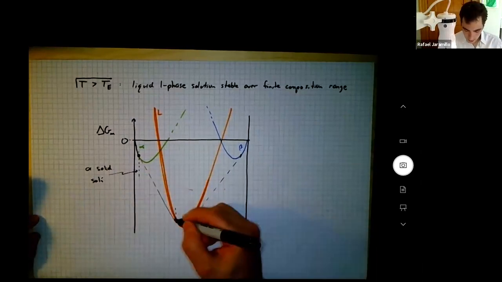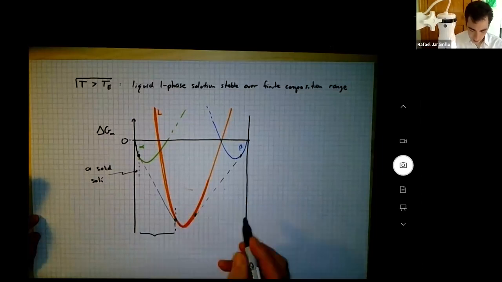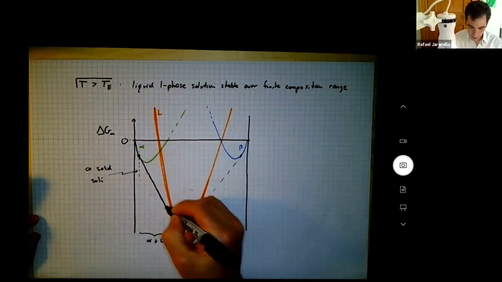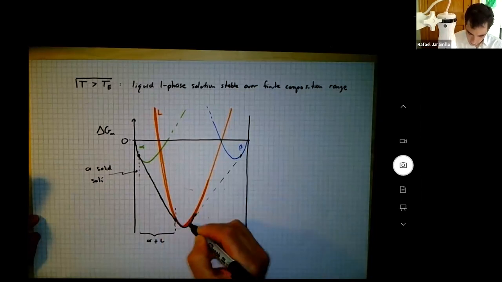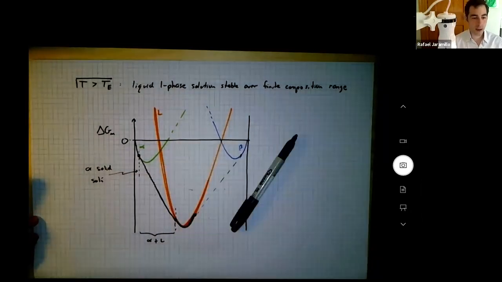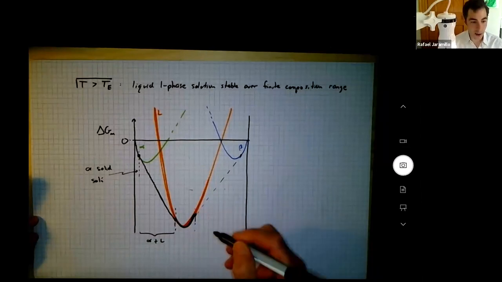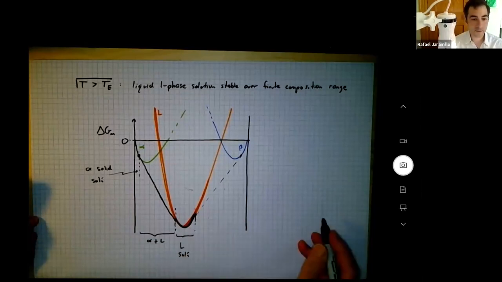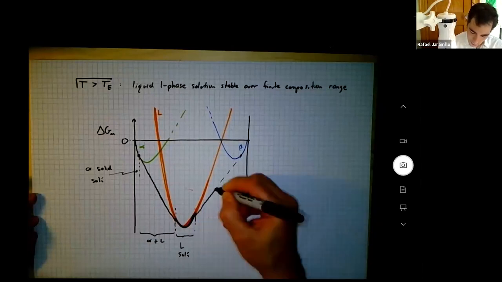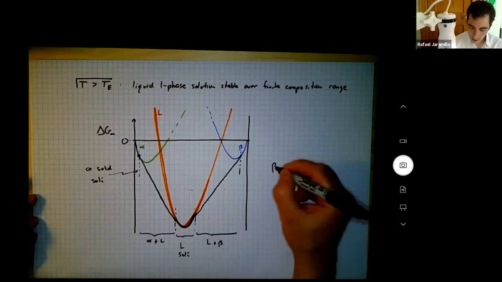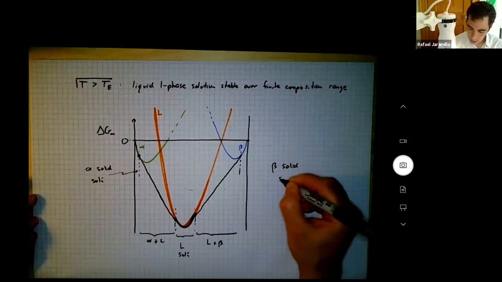Then in between these two, I have alpha and liquid. So here's my taut rope coming down here. And then you see my taut rope gets pushed around, right? It's like a plunger. The liquid phase came down and pushed the rope down. So in between these two points of common tangency, I have a liquid solution. Then my taut rope comes up here. And in this region, I have liquid and beta. And finally, over here on the right-hand side, I have a beta solid solution.